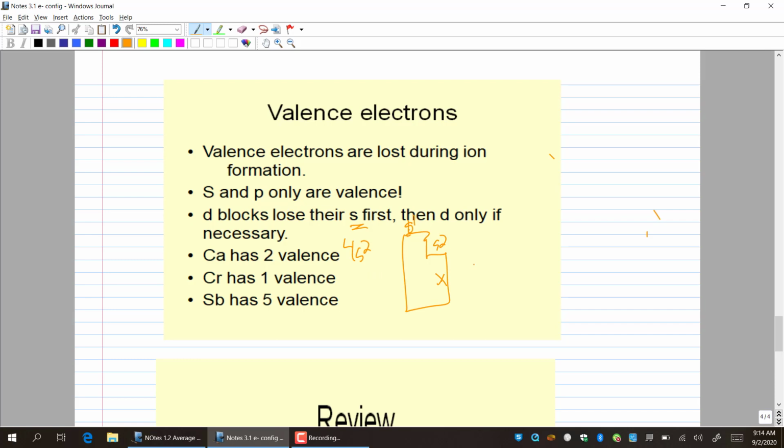Chromium is argon in brackets, and then 4s2, 3d4. Now, I feel bad I'm using chromium here. I'm going to change chromium to manganese, because this isn't quite the right way that chromium goes. There was an old thing we had to teach that we don't have to teach anymore, so chromium is not a fair question. So I'm going to do manganese. Manganese has 2 valence electrons.